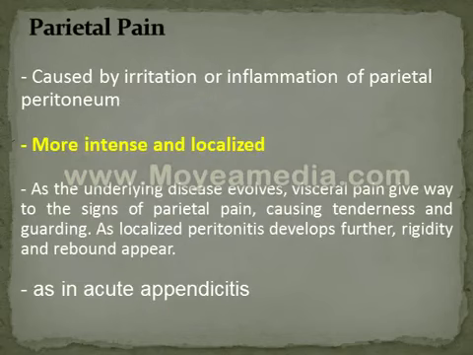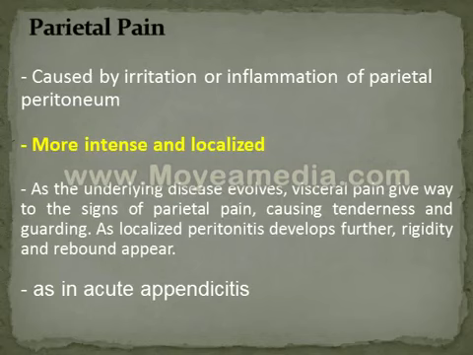Second is parietal pain. It is caused by irritation or inflammation of the parietal peritoneum. It is more intense and localized pain. Usually, abdominal pain begins as visceral pain. Then, as disease progresses, pain becomes more intense and localized due to irritation of the parietal peritoneum. So it becomes parietal pain.